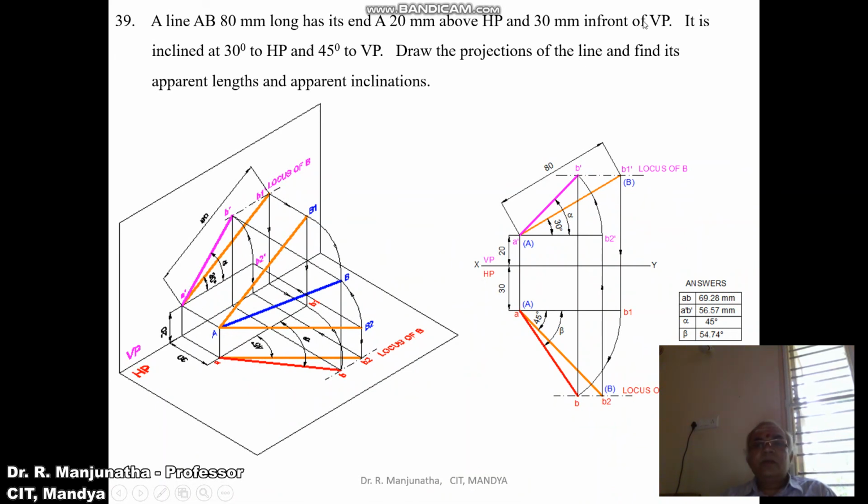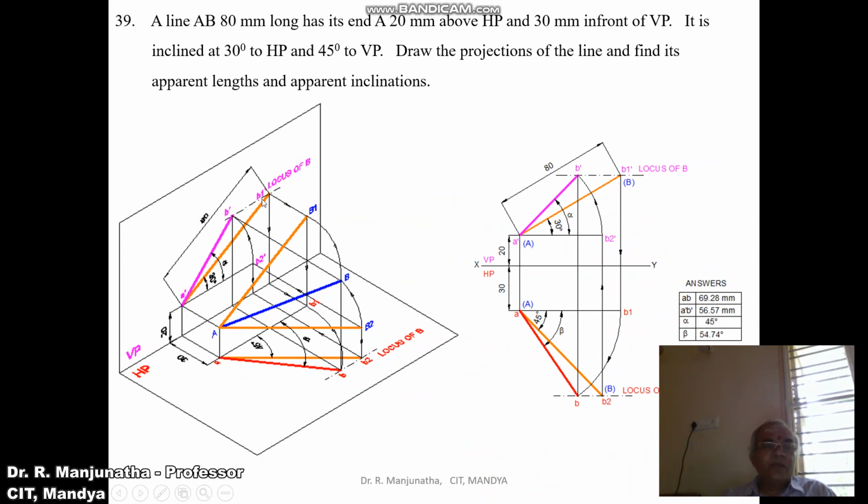So now we have considered the line which is inclined at 30 degrees to HP and 45 degrees to VP. You can see here the line is inclined at 30 degrees to HP, and the line which is inclined at 45 degrees to VP, whose true length is 80 mm here, the true length is also 80 mm here. That is the reason why we say capital A, capital B and capital A and capital B. Now we are going to get the locus here and we are also getting the locus here. Now, draw the projections of the line and find its apparent length and apparent inclination.